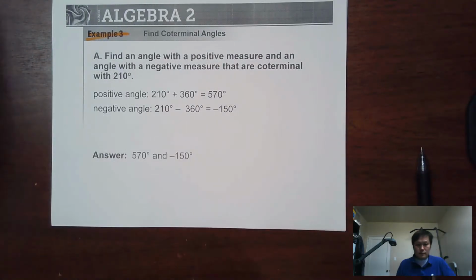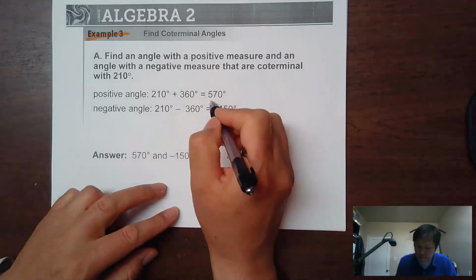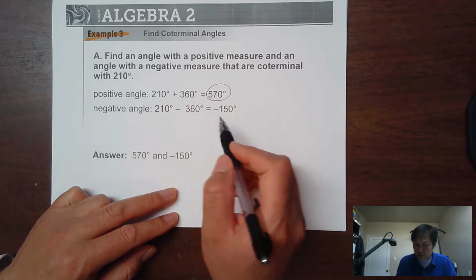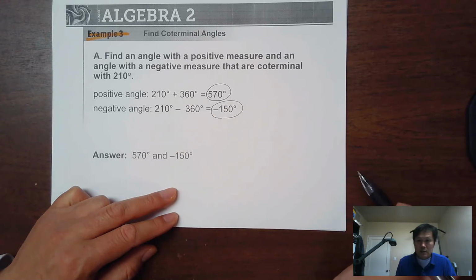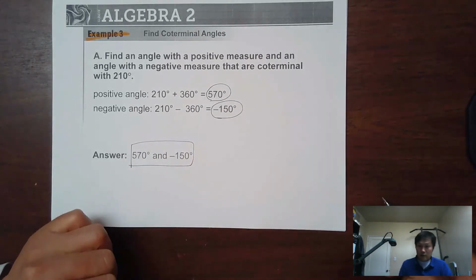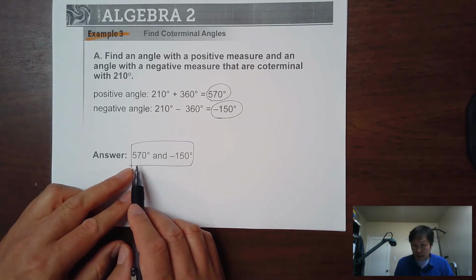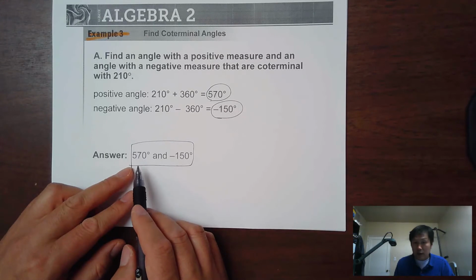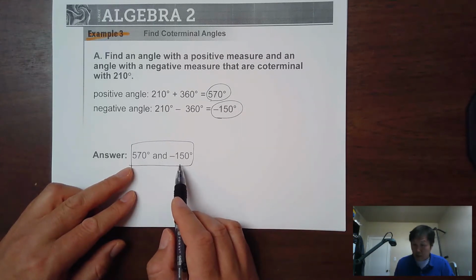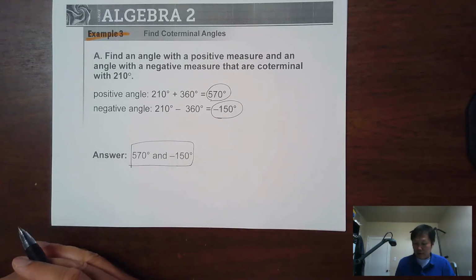So they just added 360 once, positive coterminal angle. They subtract 360 once, they got minus 150 degree. So answer will be this. You might question, well, can I write down other angles than 570 as a positive? Yes. Can I write down other angle than minus 150 for negative? Yes. There will be a lot of different answers.